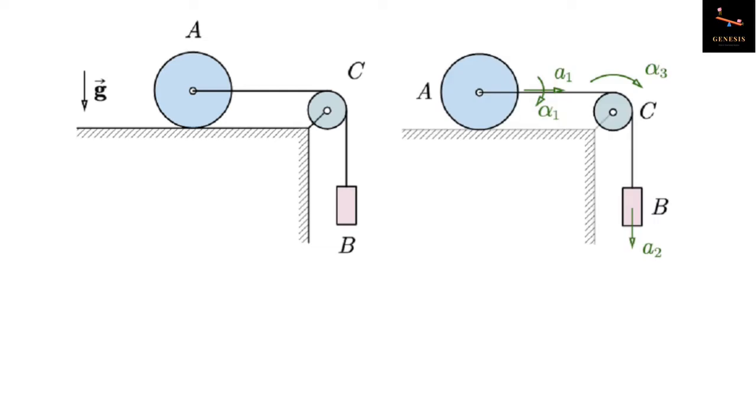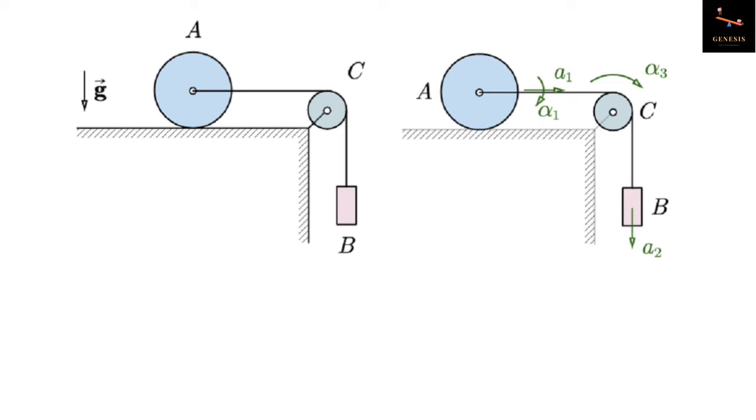Let the acceleration of the center of A be a1 rightward and angular acceleration of A about the cylinder axis be alpha1 in the clockwise sense. The angular acceleration of C, let it be alpha3, and the acceleration of block B, let it be a2 downwards as shown in this figure.